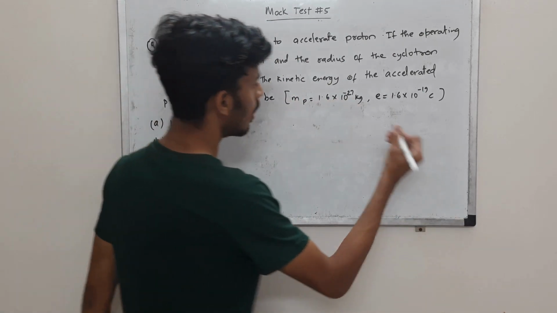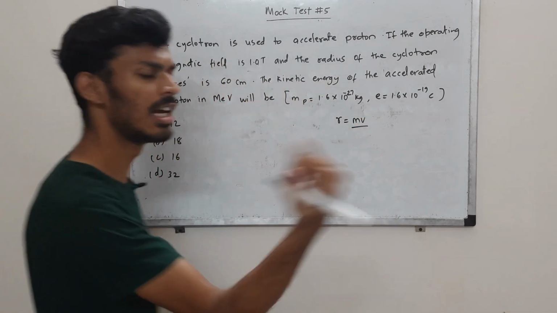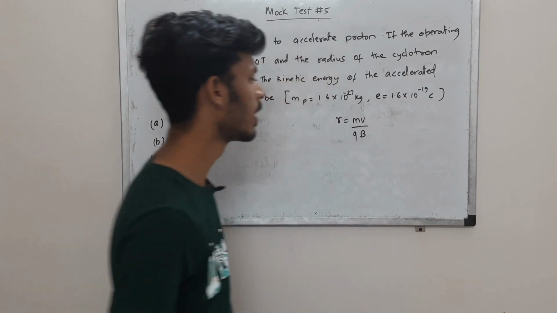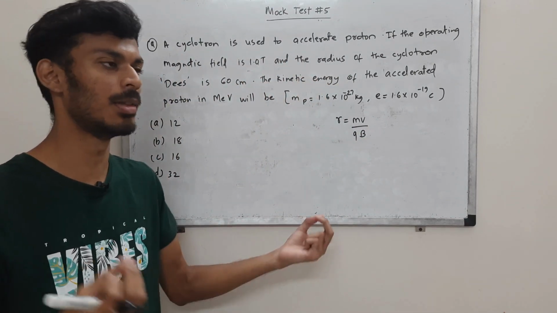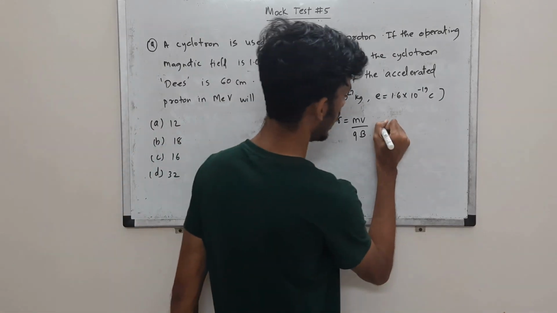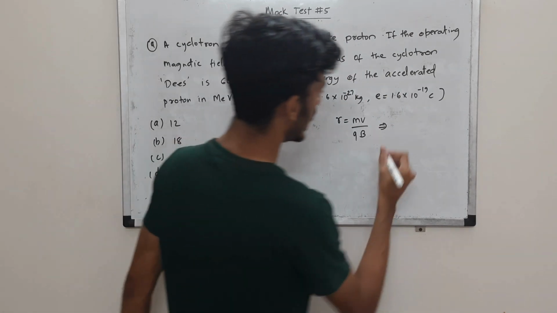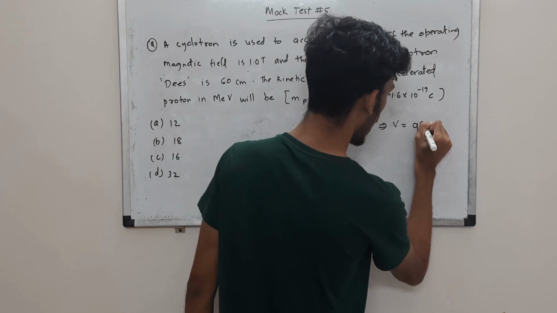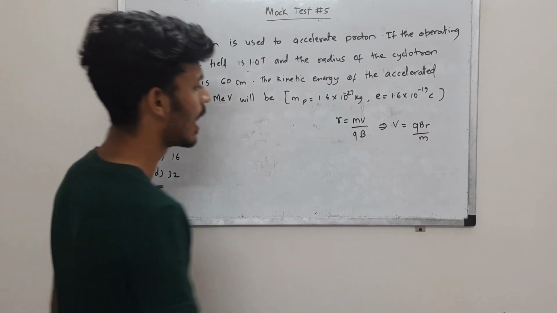Let's find it out. First of all, we can write the radius of the largest circle that your protons will trace is r = mv by qB. Largest circle because at that time the velocity will be maximum, that time the kinetic energy will be maximum, that is the time it is emitted out, right? It is thrown out of the cyclotron. So that is the kinetic energy that we are measuring. So v over here will be qBr by m. Some of you might directly know the formula, you can apply it directly.